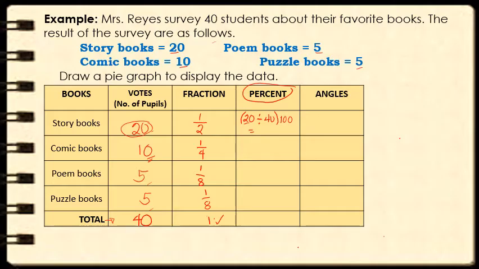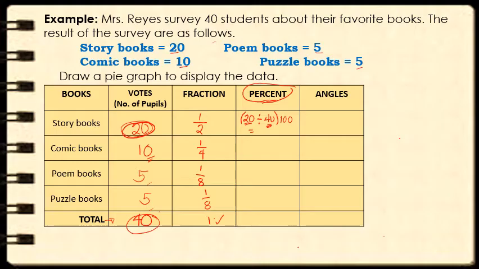Itong 20 saan nanggaling? Dito sa number of pupils who voted or who chose storybooks. Ito namang 40 saan nanggaling? Nanggaling naman yan dito sa total. At yung 100, ito naman ay minumultiply natin sa makukuha natin sagot dito para ang magiging product natin ay percent. Kasi nga ang hinihingi sa atin ay percent.